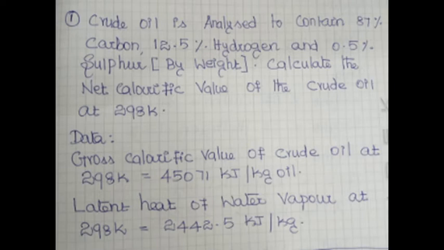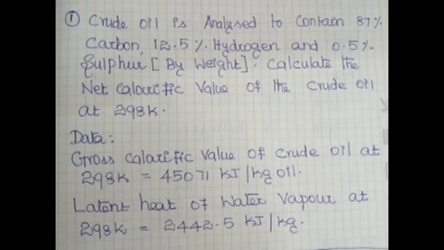So for this problem, various components are given: carbon, hydrogen and sulfur. The objective of this problem is to determine the net calorific value at a standard temperature, that is 298 Kelvin. Data are given: gross calorific value, then latent heat of water vapor.